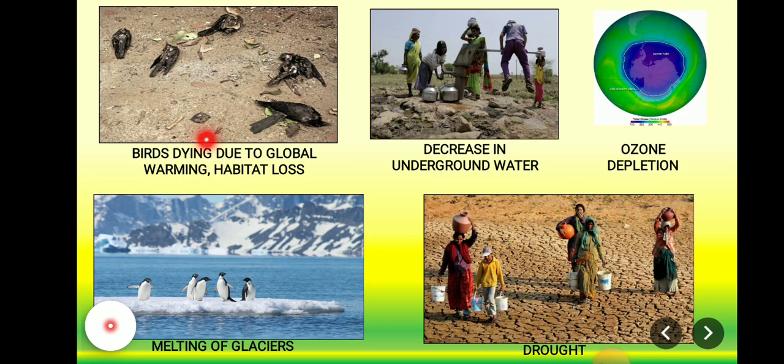Also, the level of underground water decreases. You can see in this picture the birds are dying due to global warming and there is habitat loss. They do not have a place to live. Decrease in underground water, ozone depletion, melting of glaciers, and the drought condition.